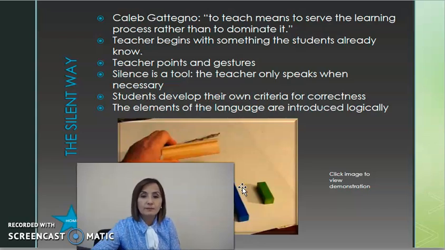The silent way. Getting to teach means to serve the learning process rather than to dominate it. Teacher begins with something the students already know. Teacher points and gestures. Silence is a tool. The teacher only speaks when necessary. Students develop their own criteria for correctness. The elements of the language are introduced logically.